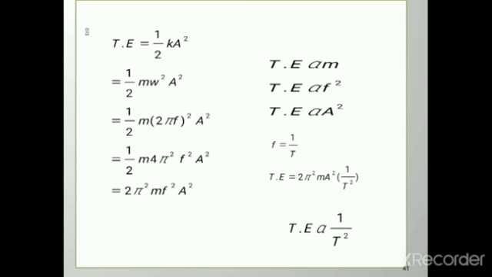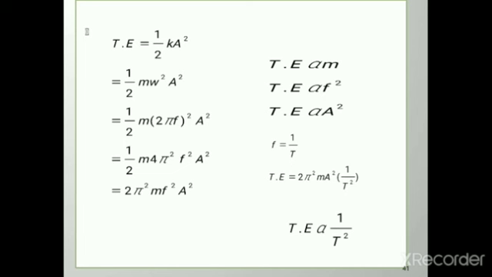So here are a few conversions to find out the total energy. Total energy, for which we derived the formula, is half k A square. K is equal to m omega square, so you will get another formula: half m omega square A square. We know that omega is equal to 2 pi f, so you can substitute it. It is half m (2 pi f) whole square A square. Here f is the frequency. So after simplification you will get total energy in terms of frequency as 2 pi square m f square A square.